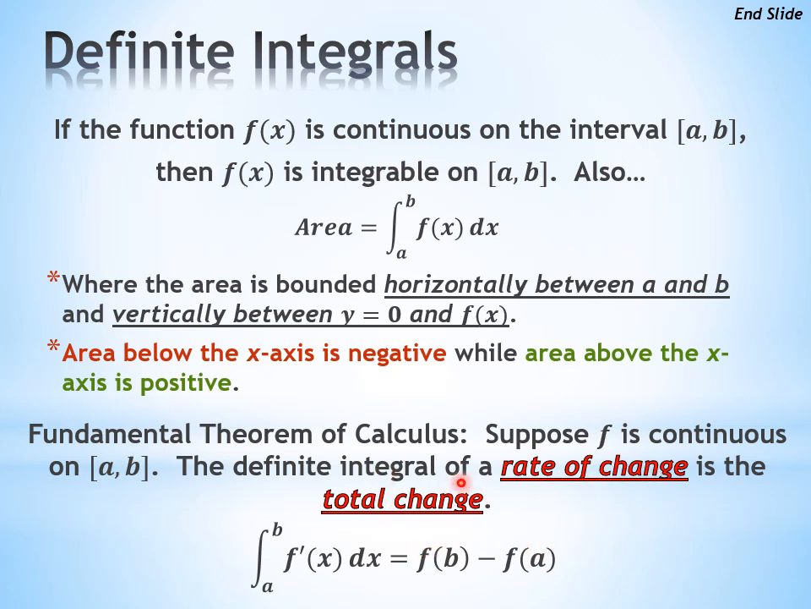So I'll get back to the original function where I have the upper value plugged into the original function and the lower value plugged into the original function. So taking an integral of a derivative, I get back to the original function with that change. Keep in mind that the integral is the area from a to b, that's in the x direction, and then the y goes from the x-axis, which is y equals 0, up to the function or down to the function, depending on if it's above or below the x-axis.